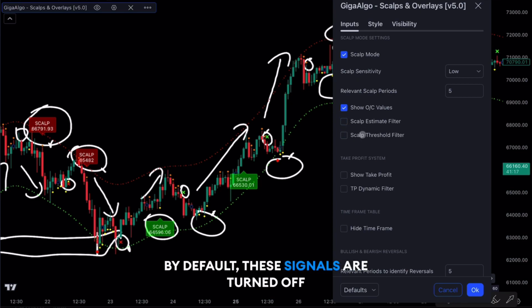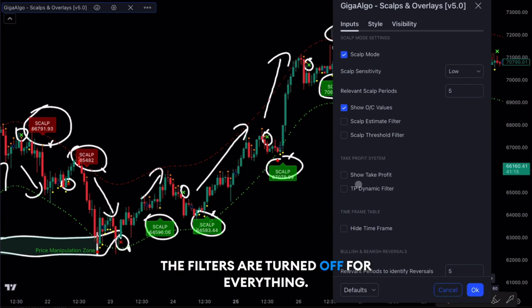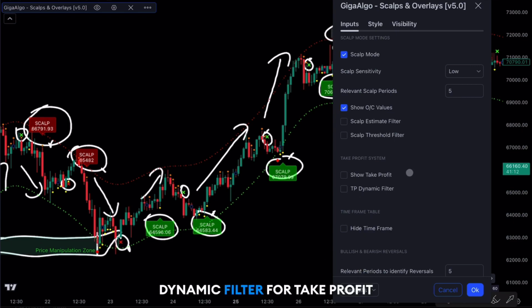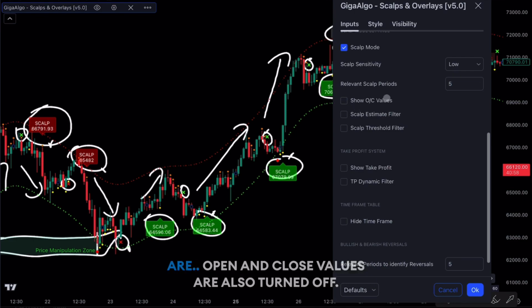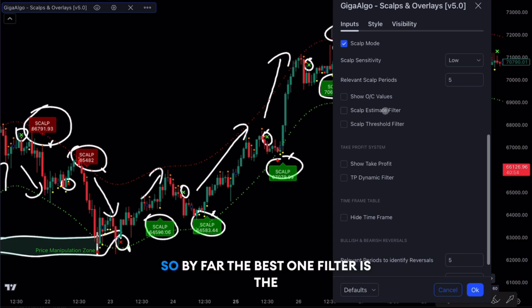By default, these signals are turned off. The filters are turned off for everything: the dynamic filter for take profit, threshold, and estimate filter are all turned off. By default, the sensitivity is set to low, the relevant period is 5, and the OC values, the open and close values, are also turned off.